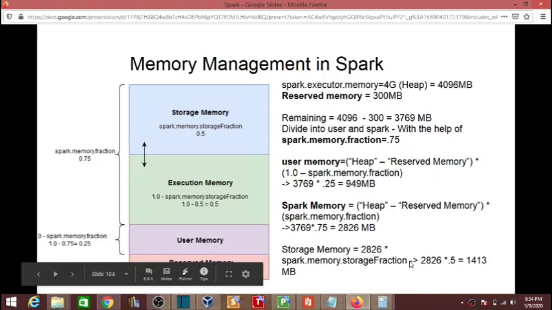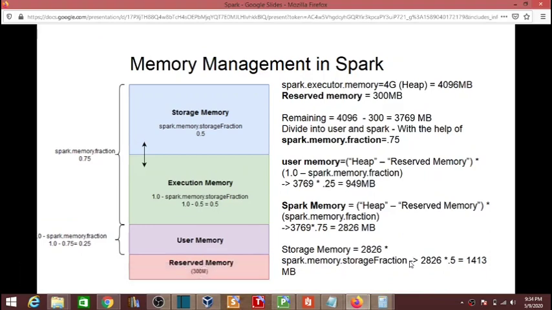Hello friends, today we'll discuss memory management in Spark. Here we are only talking about the memory of a Spark executor. We are not talking about the memory of the Spark driver.